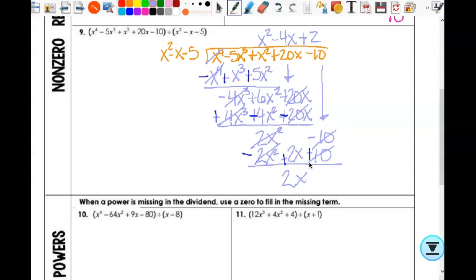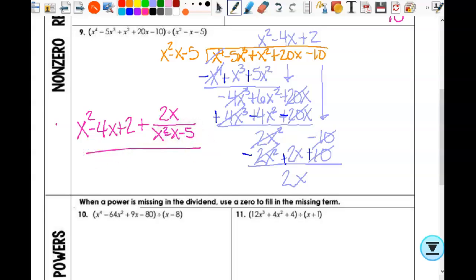So I hope you see the importance in actually lining things up correctly, or you can get yourself all kinds of confused. When we're done, we get x squared. Maybe? No. X squared minus 4x plus 2 plus 2x over what? X squared minus x minus 5. That's my answer.